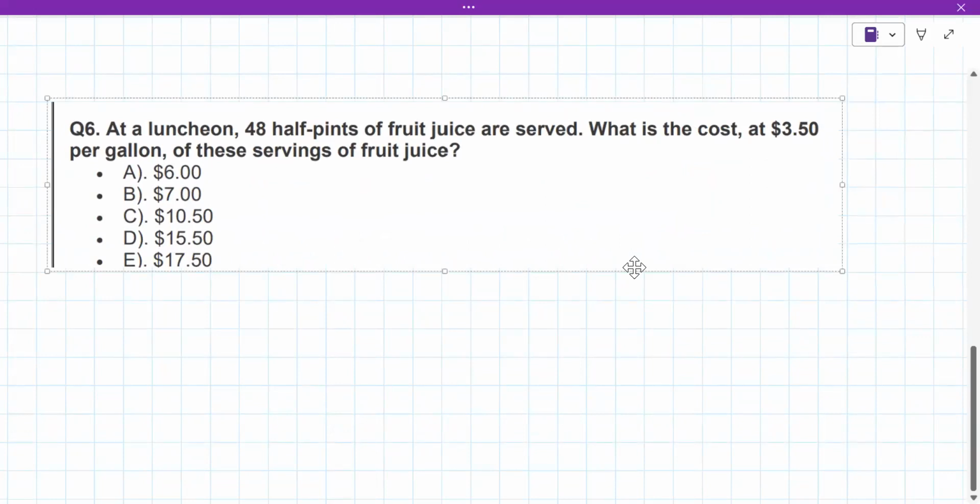All right, at a luncheon, 48 half pints of fruit juice are served. What is the cost at $3.50 per gallon of these servings of fruit juice? How much is a pint? Yeah, good question. I actually don't know.